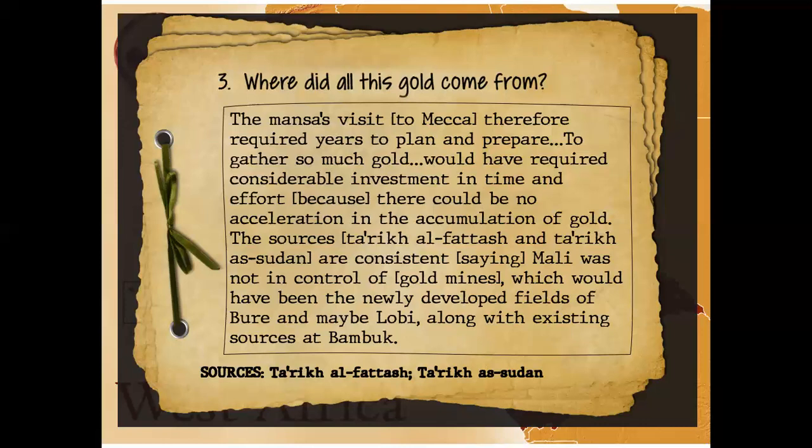One thing that has come up in this source that we should be asking and hoping to answer as we continue, and we're almost through, but it says Mali was not in control of gold mines. So in terms of the question, where did all this gold come from? Alarm bells should be going off for you, saying, wait a second, Mali wasn't in control of the gold mines? Then how did they get it?